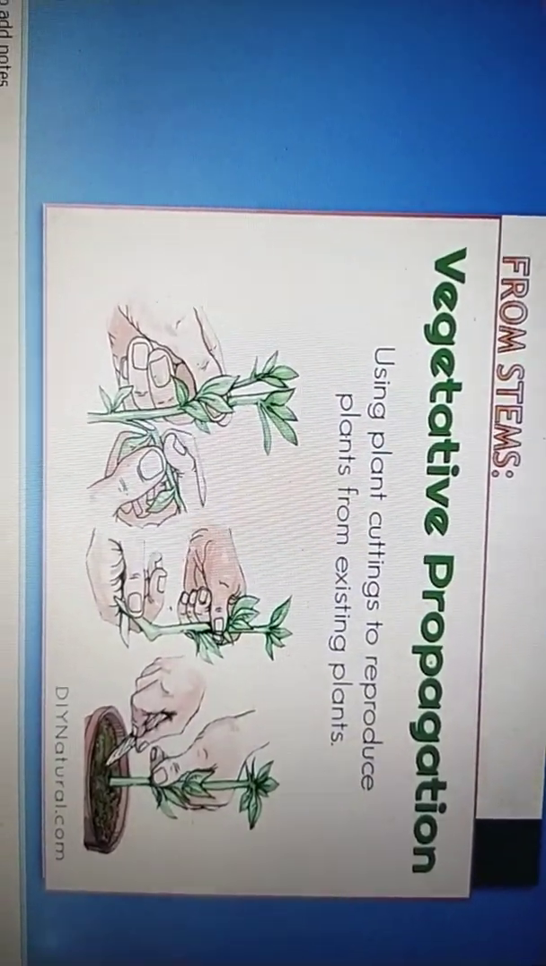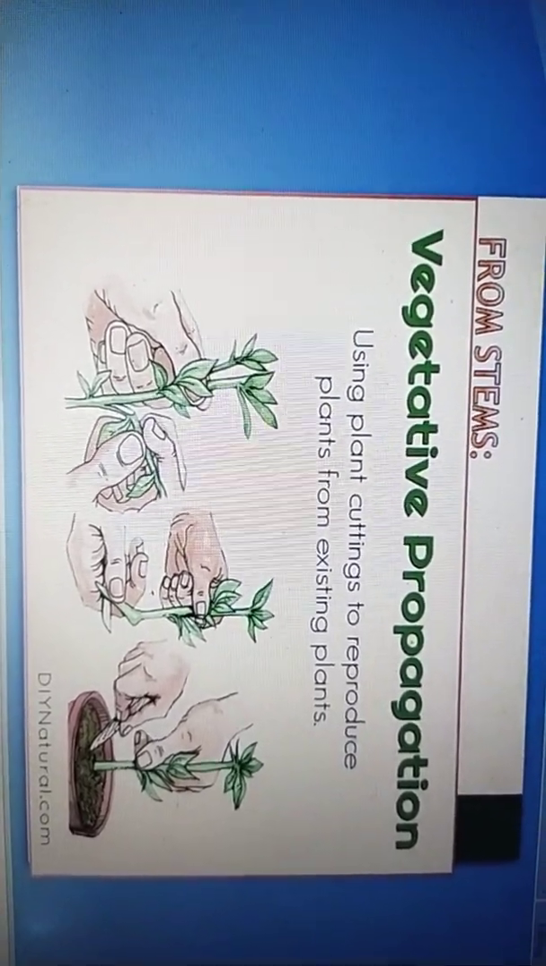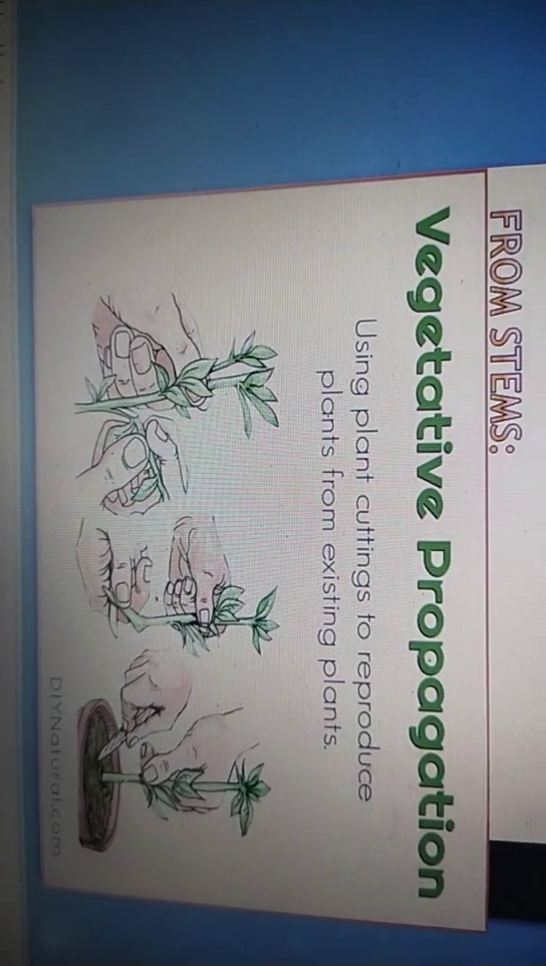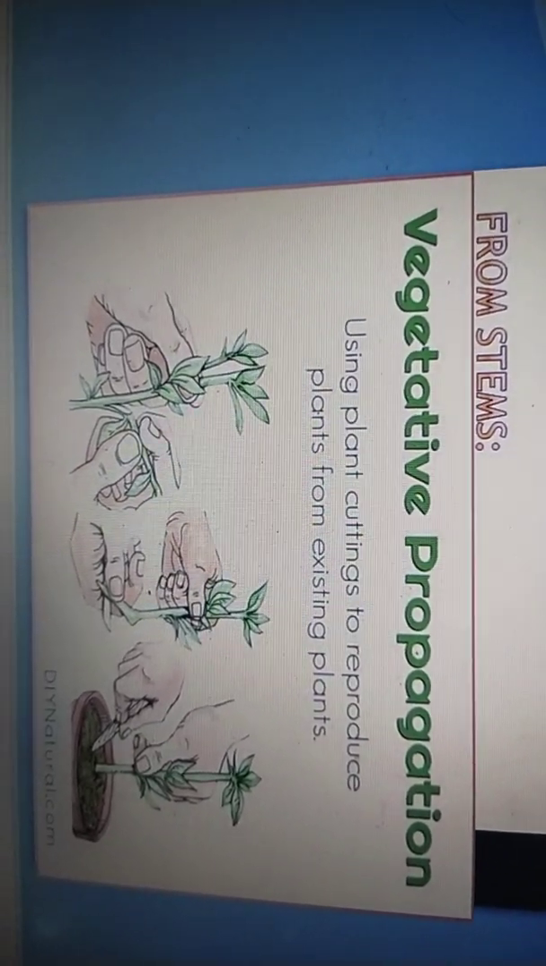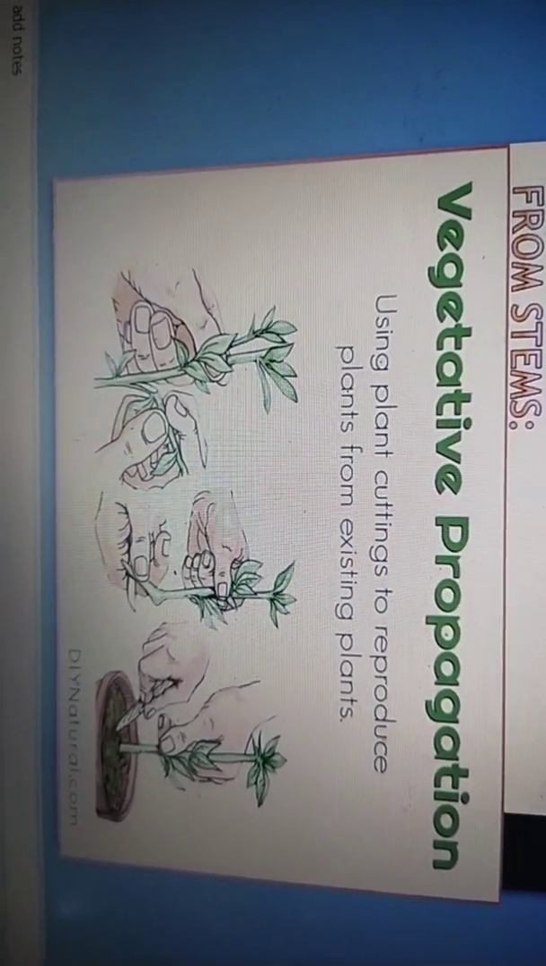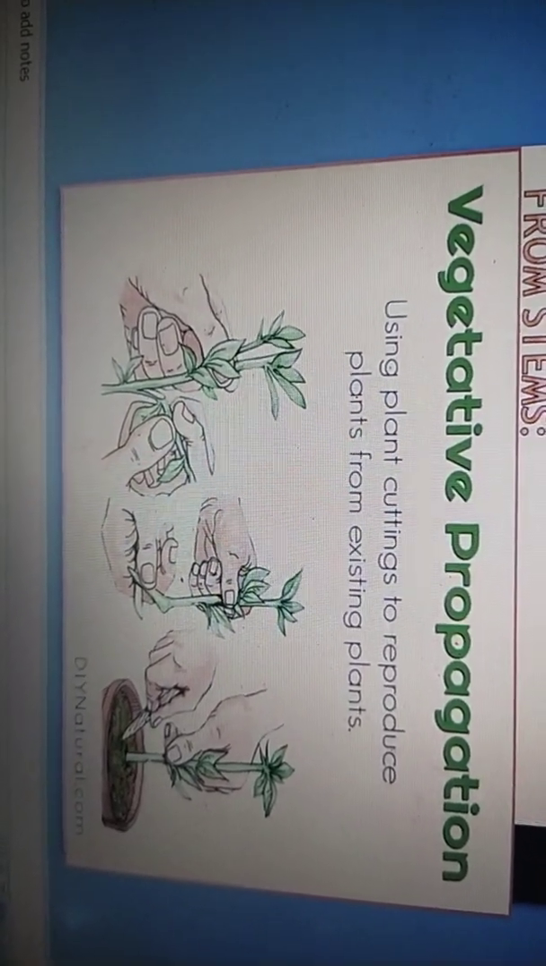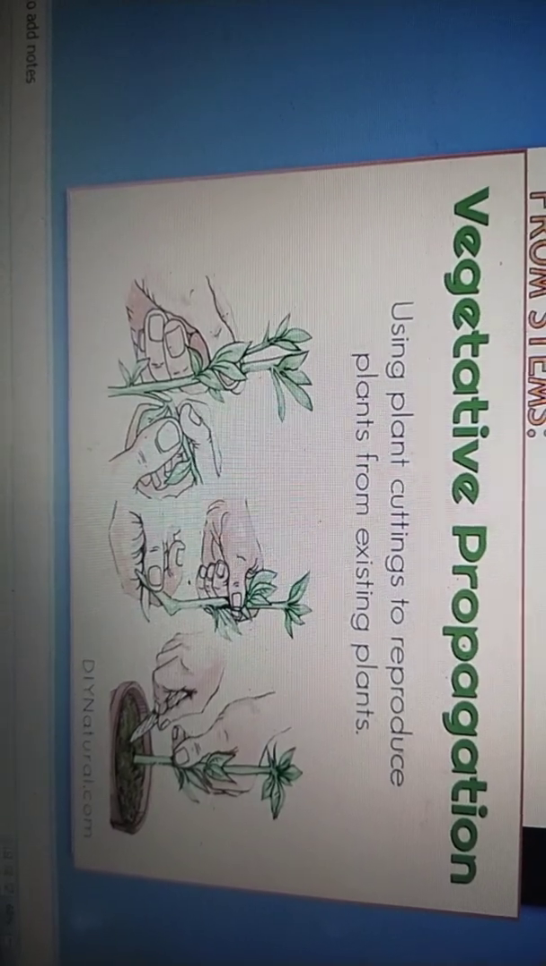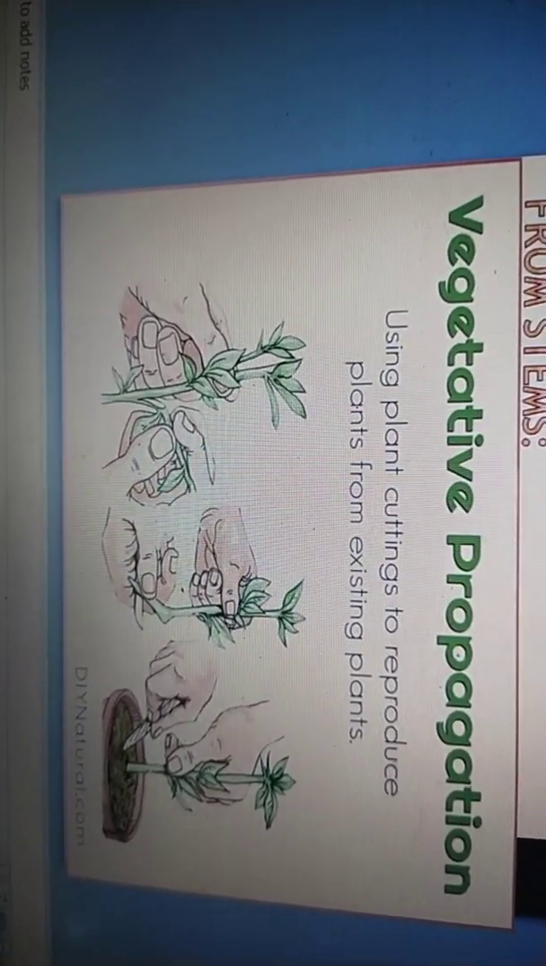Now let us learn vegetative propagation from stems. Vegetative propagation means using plant cuttings to reproduce plants from existing plants. In this case, a small part of a plant is cut off and is put on soil to grow a new plant.